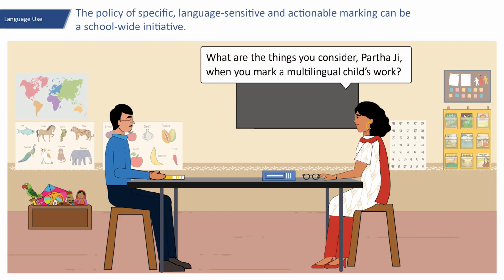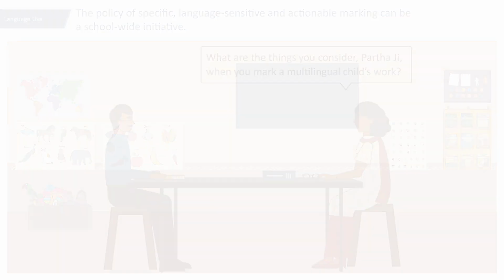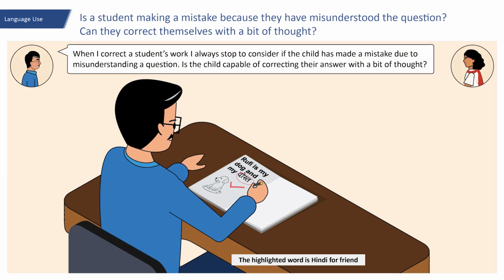What are the things you consider, Parthaji, when you mark a multilingual child's work? When I correct a student's work, I always stop to consider if the child has made a mistake due to misunderstanding a question. Is the child capable of correcting their answer with a bit of thought?